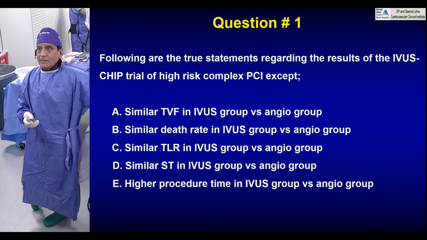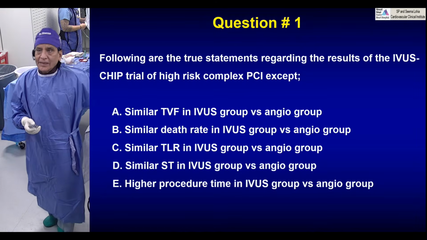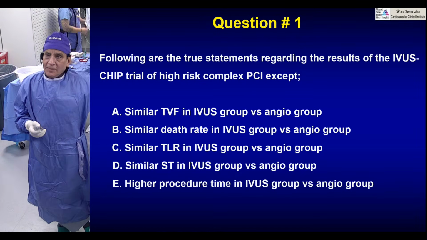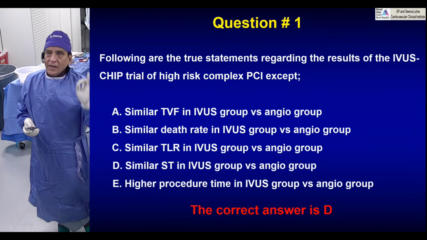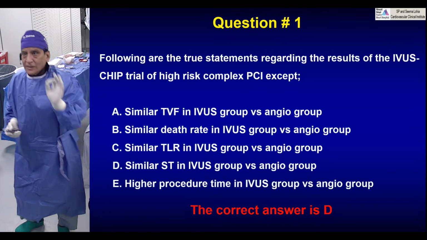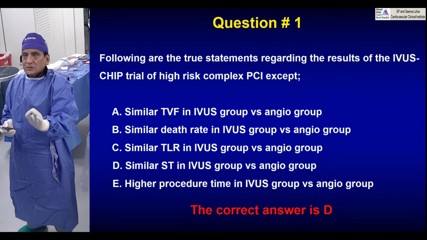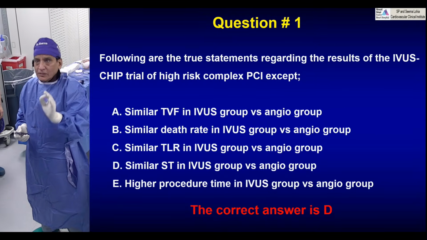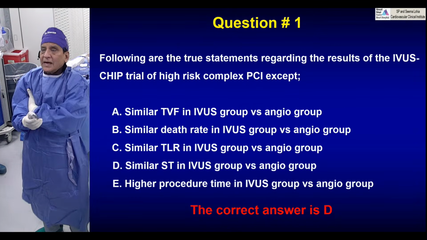The following are true statements regarding the results of the IVUS-CHIP trial of high-risk complex PCI, except: similar TVF, similar death rate, similar TLR rate, similar stent thrombosis, and higher procedural time. Clearly the answer which is wrong is D, because there was a lower stent thrombosis, despite all other points being neutral. The stent thrombosis was lower with the IVUS group, and there was a higher procedural time in the IVUS group.